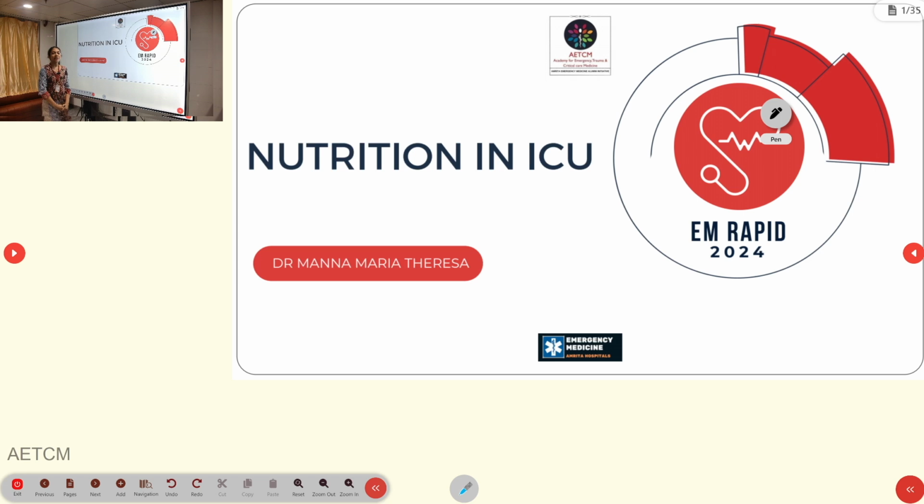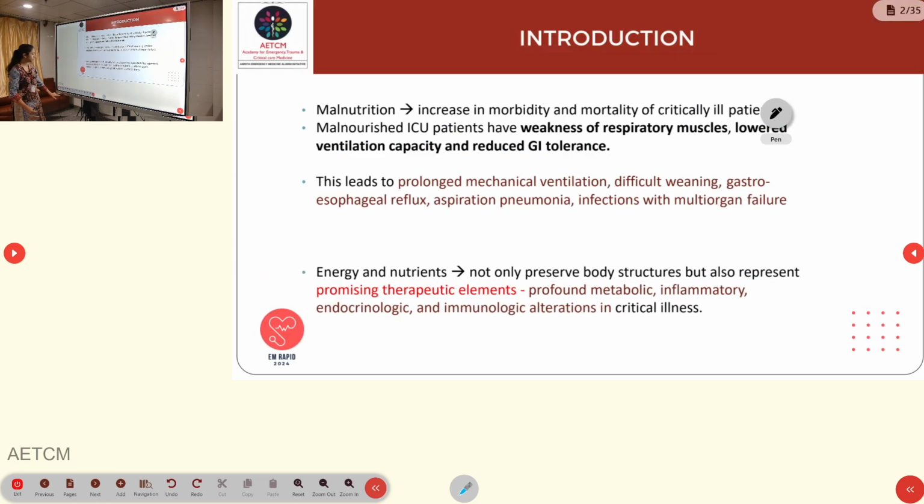As a part of EM Rapid 2024, today we are going to discuss nutrition in ICU. Malnutrition in ICU can cause increased morbidity and mortality in critically ill patients.